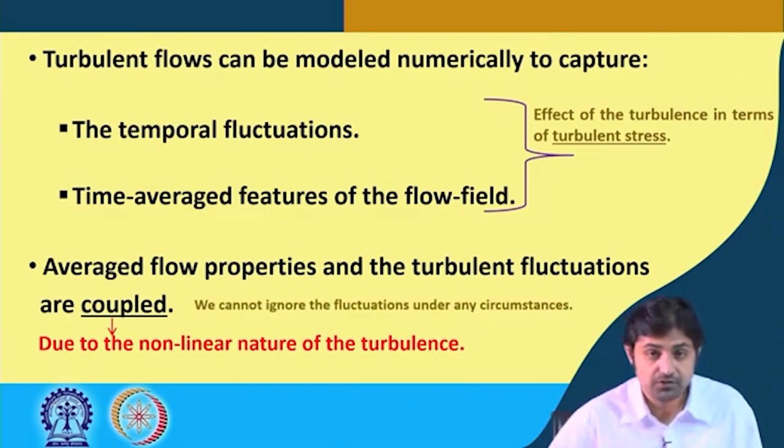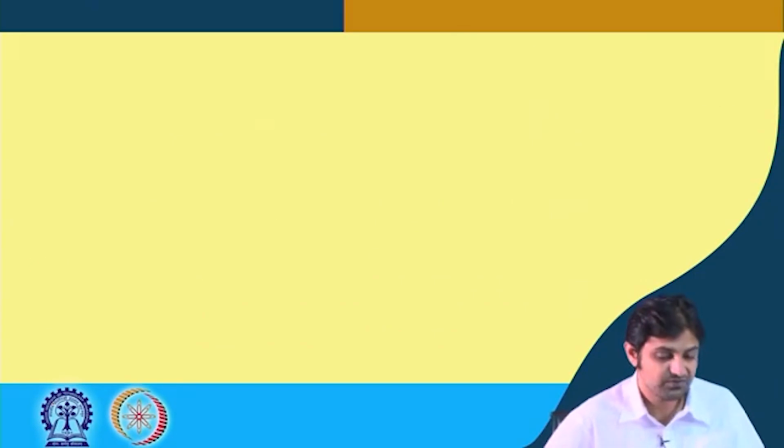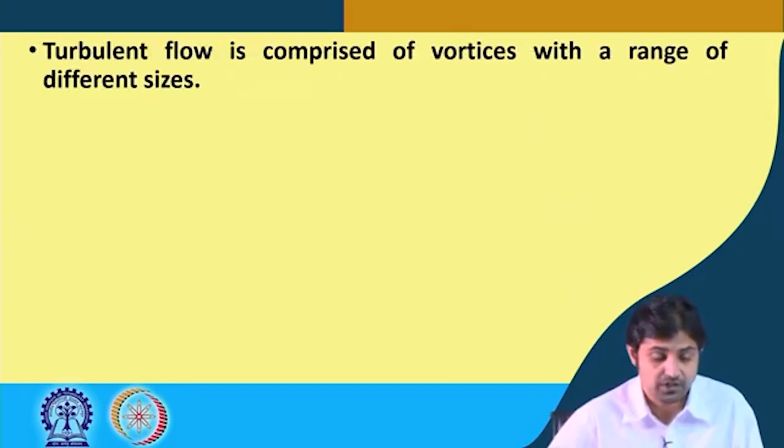And for this particular reason, we cannot ignore the fluctuations under any circumstances. So an ideal turbulent model should be able to capture all these fluctuations too. This turbulent flow is comprised of vortices with a range of different sizes.